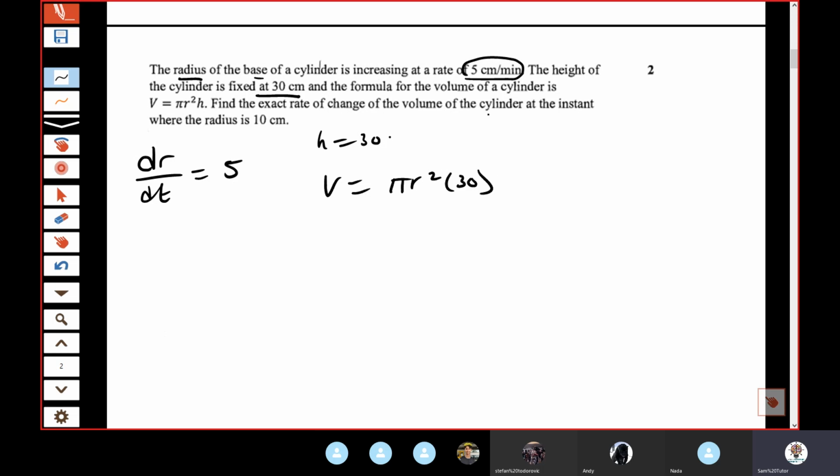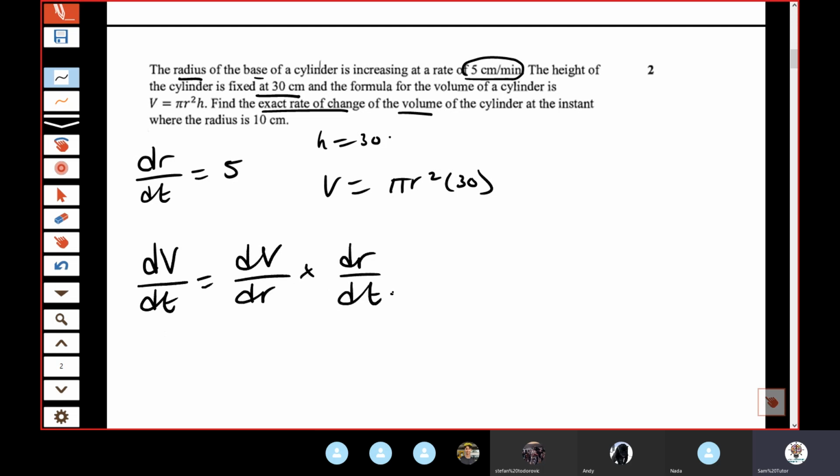Find the exact rate of change of the volume. So you're trying to find dV on dt, which is dV on dr times dr on dt. Do we have a relationship between volume and radius? Of course we do, right there. dV on dr, 2 times 30 is 60 pi r. Radius is 10, so 600 pi.